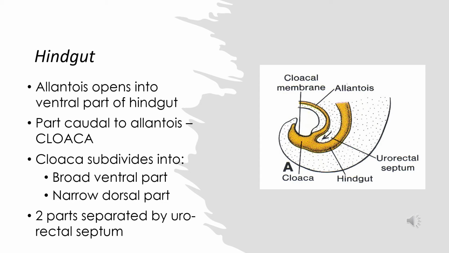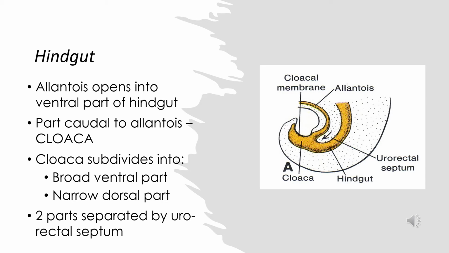The cloaca soon shows a subdivision into a broad ventral part and a narrow dorsal part. These two parts of the cloaca are separated from each other by the formation of a septum, which is called the urorectal septum. This urorectal septum is first formed in the angle between the allantois and the cloaca.